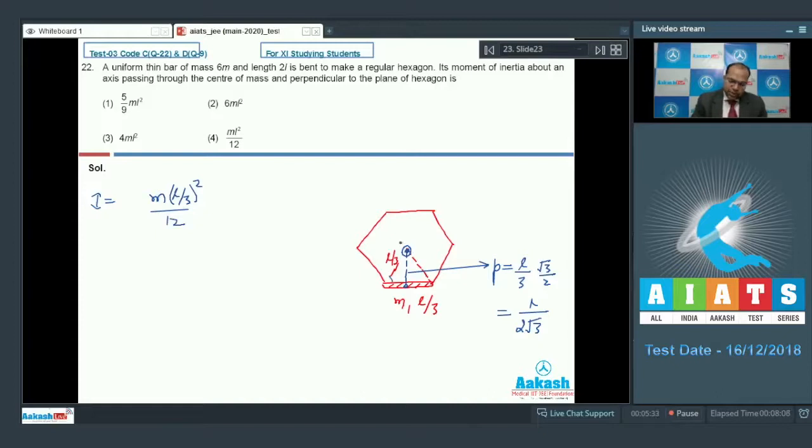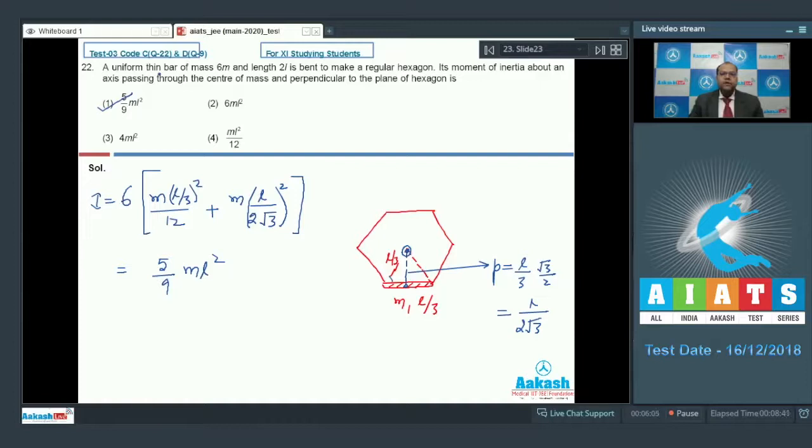By applying the parallel axis theorem, we add m into d square, that is l upon 2 root 3 whole square. So this is the moment of inertia of each rod about this point. The total moment of inertia should be multiplied by 6. On solving, it comes out to be 5 by 9 ml square. So option 1 is the correct answer. So the correct answer for question number 22 is option 1. Let's move to question number 23.